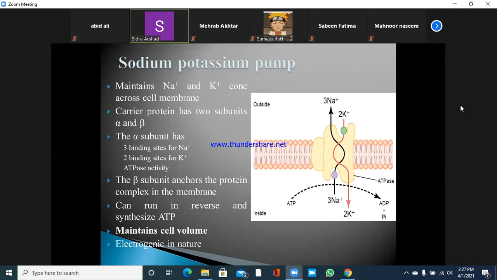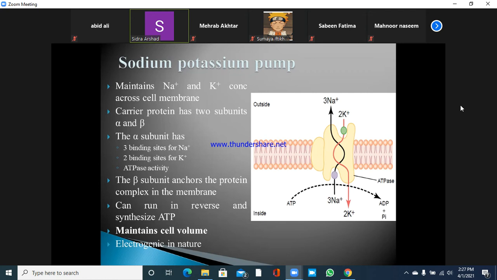So that is why we call this pump electrogenic in nature, because it is creating a negativity inside. It is causing a polarity across the membrane. That is why we call this pump electrogenic in nature.